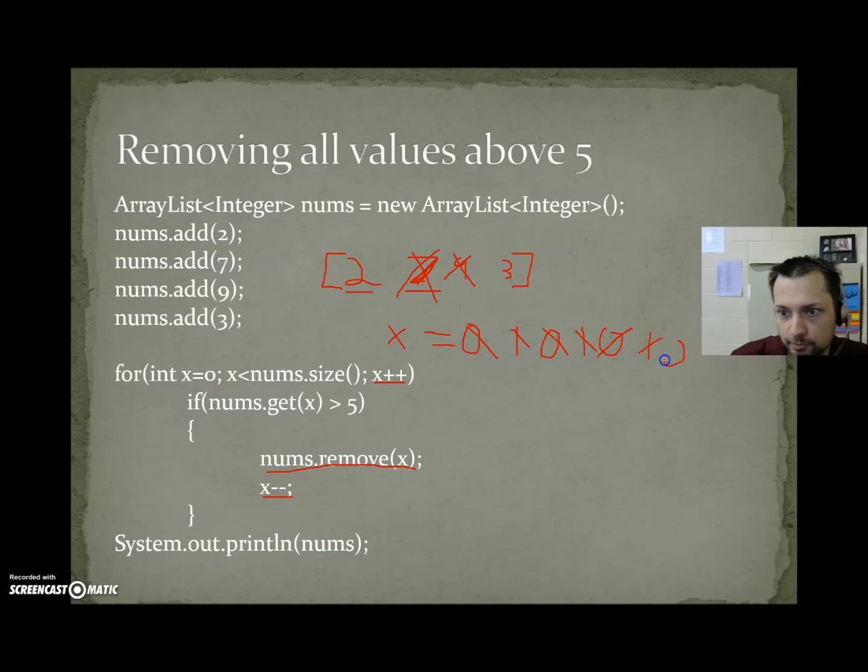We get to 2. Is 2 less than the size, which is 2? No. So now we can print. Now we print 2 and 3. This correctly removed all the items that we were trying to destroy. And that's it.